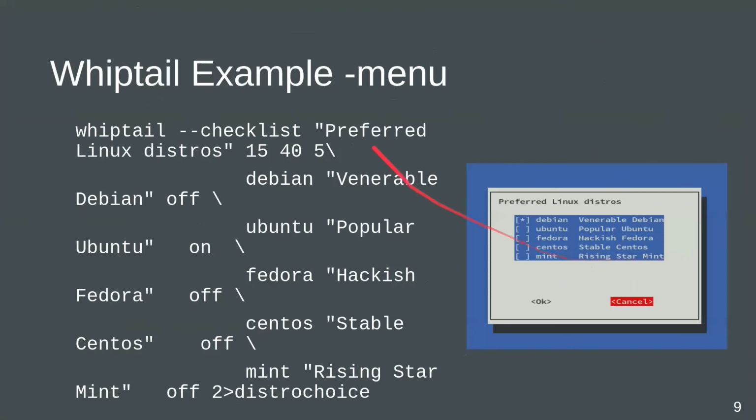And here is an example menu with little radio buttons that you can choose. So we've got a checklist, and you can actually scroll up and down with the arrow keys and press space to select one of these.